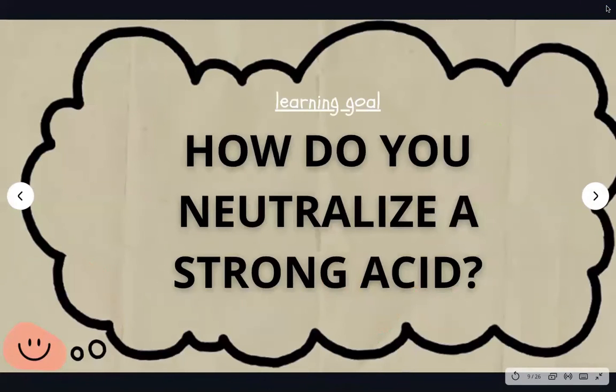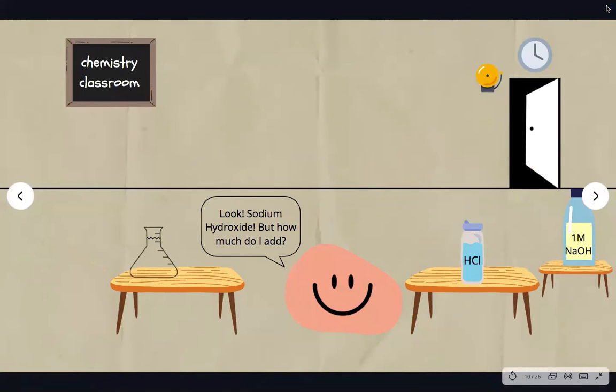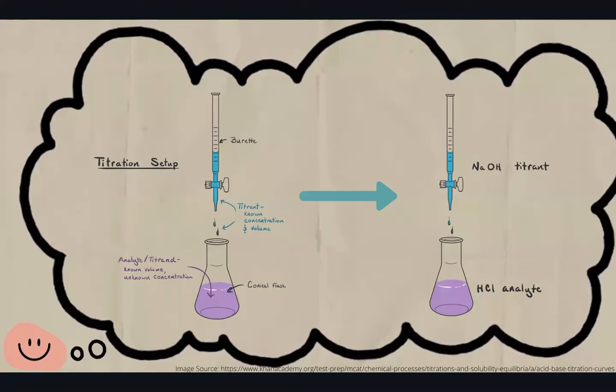Summer then thinks to herself, "How do you neutralize a strong acid?" She remembers that she can use a base. She finds sodium hydroxide, or NaOH, but how much does she need to add? To find this amount, Summer uses her knowledge of chemistry and titrations.